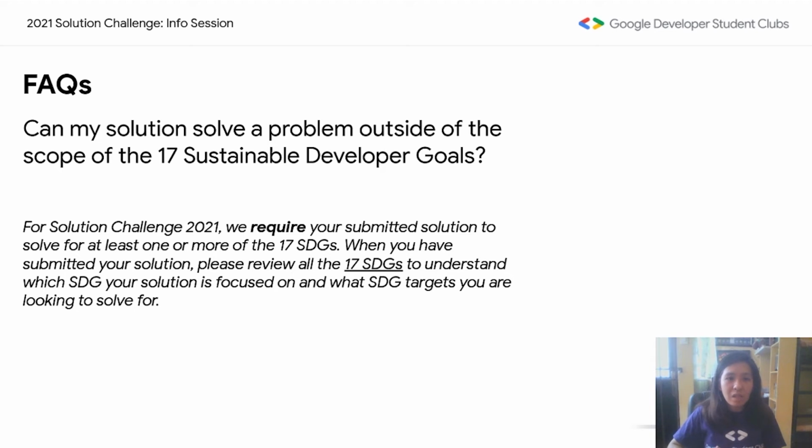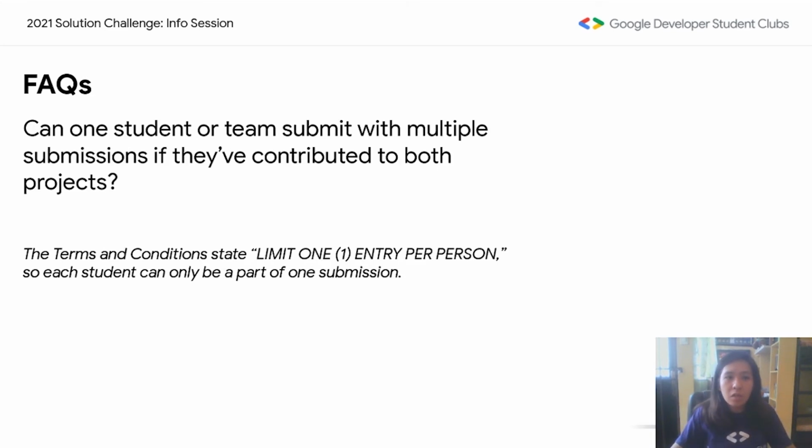So meron tayong frequently asked questions about the Solution Challenge. Ang una is, pwede bang yung solution ko is mag-solve ng problem na hindi kasama sa 17 SDGs? The answer is no, because isa sa mga requirement nila is your solution to solve for at least one or more of the 17 SDGs. So ang next question naman is, pwede ba akong sumali sa multiple teams and mag-contribute ako sa multiple projects? The answer is no, kasi sabi sa terms and conditions nila na yung limit nila is 1 entry per person lang. So each student can only be a part of one submission.